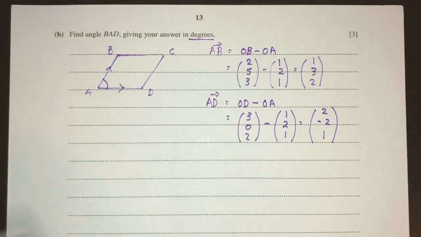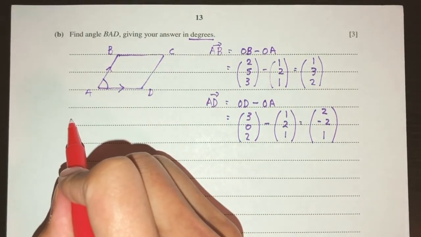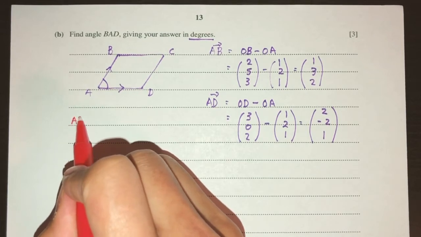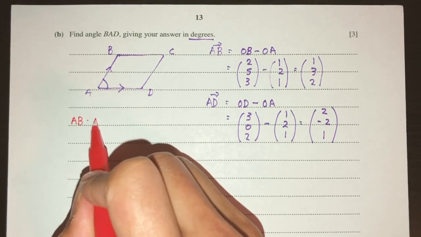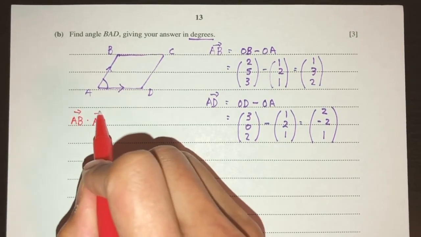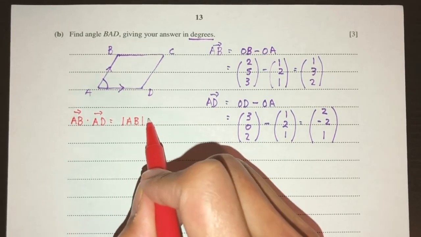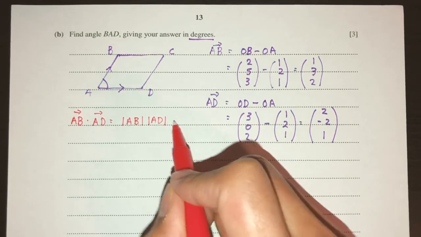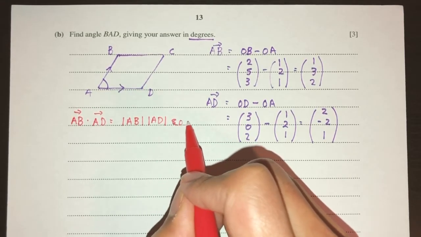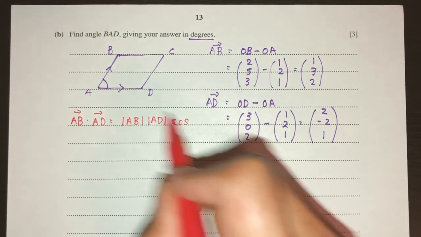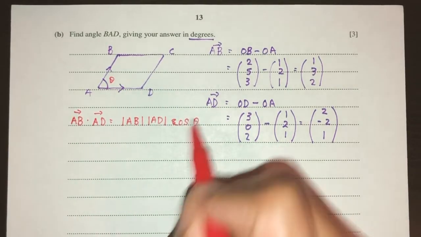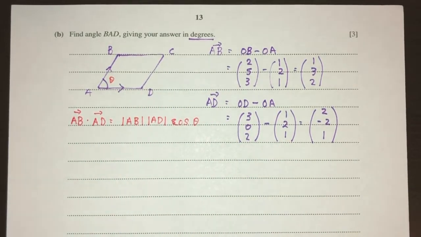So now since we have those two directions, to find the angle in between them, we can use our scalar product. Okay, so that will be pretty simple. We have to use the formula, which is AB dot AD equal to the modulus, which is the size, times cos of the angle. Let's call this one theta. Now we just have to find those values.